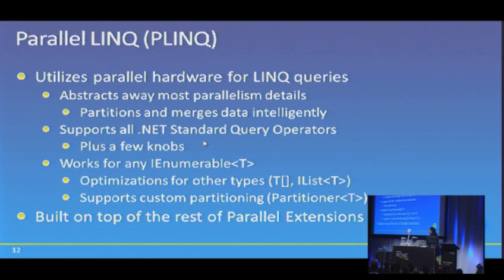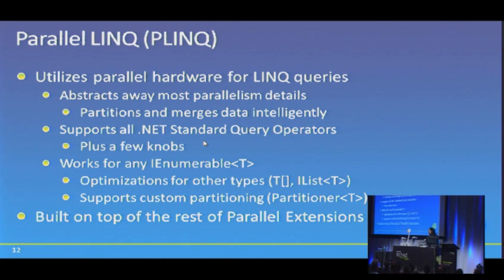So Parallel LINQ will make use of that additional hardware, those additional cores, for running LINQ queries. But as you've seen, it abstracts away pretty much all the details of parallelism. But it doesn't abstract them away in a dumb way. It's not stupid. It's not naive. It actually partitions and merges data in quite intelligent ways. It actually analyzes your query and figures out what are good strategies for parallelizing this. And we'll talk about that a little bit in a few moments.